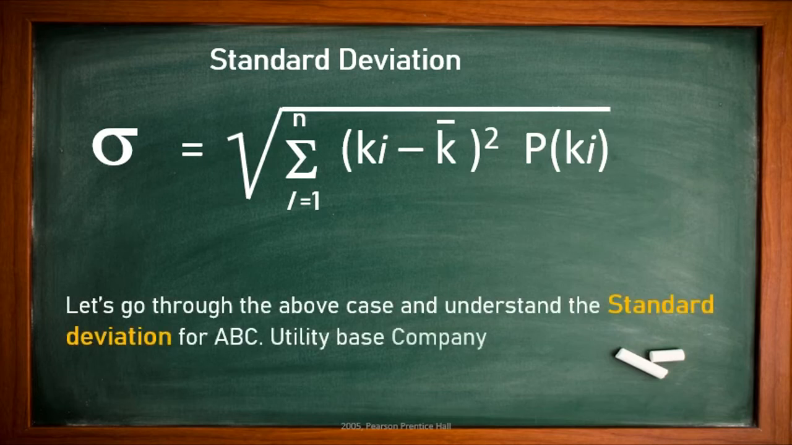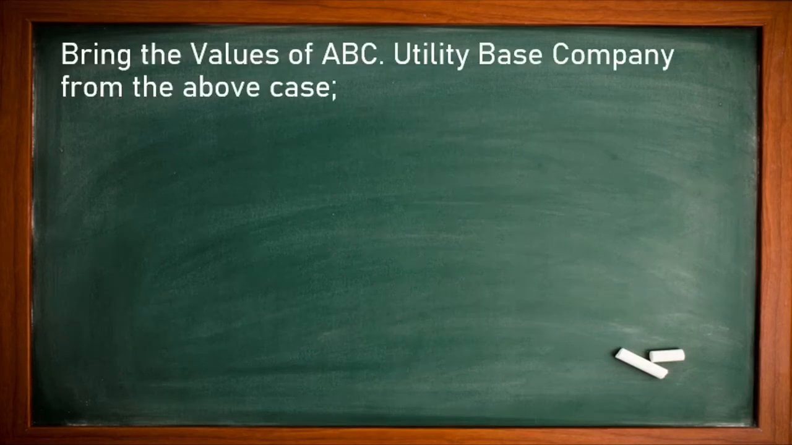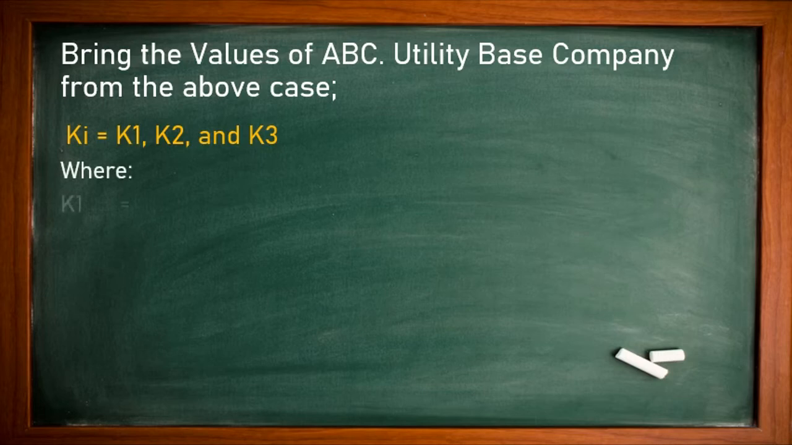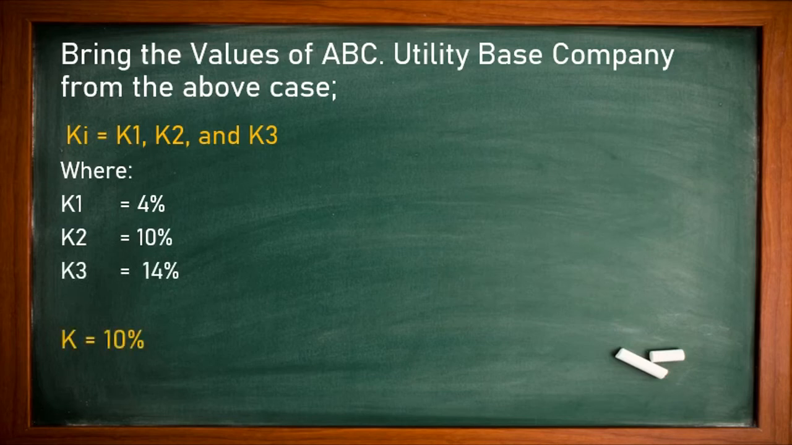Let's go through the above case and understand the standard deviation for the ABC utility based company. Bringing the values from the above case, let's examine what ki is. Ki means K1, K2, K3 and so on. In the above case we have only three, K1, K2 and K3, where, as given in the table, K1 is 4%, K2 is 10% and K3 is 14%. Overall K, which we calculated as the overall return, was also 10%.